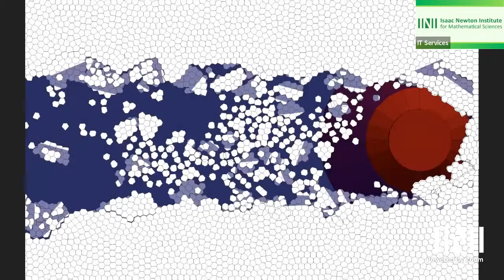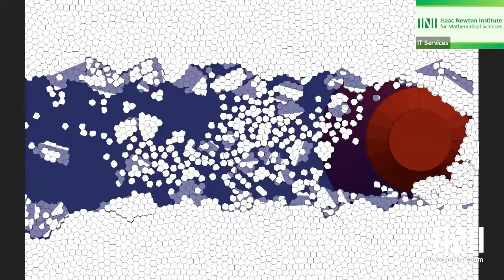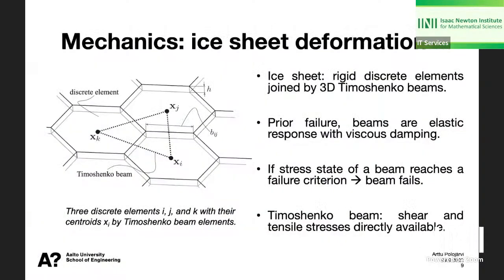So let's start from the intact ice sheet. How do we model that? First of all, I should probably mention what our discrete elements are. What we do is that we take our ice sheet, we use central Voronoi tessellation to tessellate it, and our discrete elements are then the smallest units that you can see here in this type of simulation. We combine those with Timoshenko beams. So basically what we have is a sheet of rigid discrete elements combined by three-dimensional Timoshenko beams.